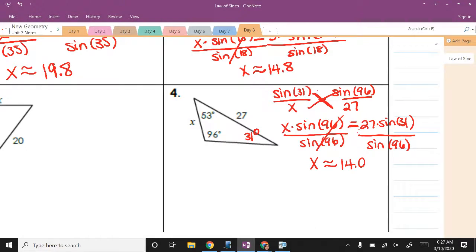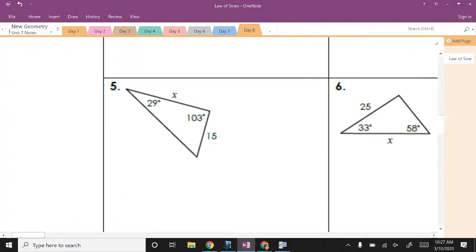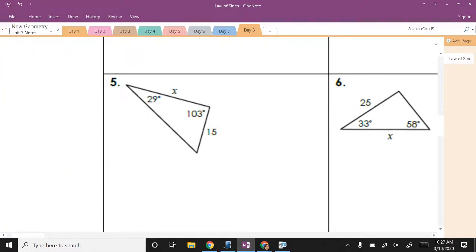Can y'all try number 5? Like that one, you try. Need help, let me know.